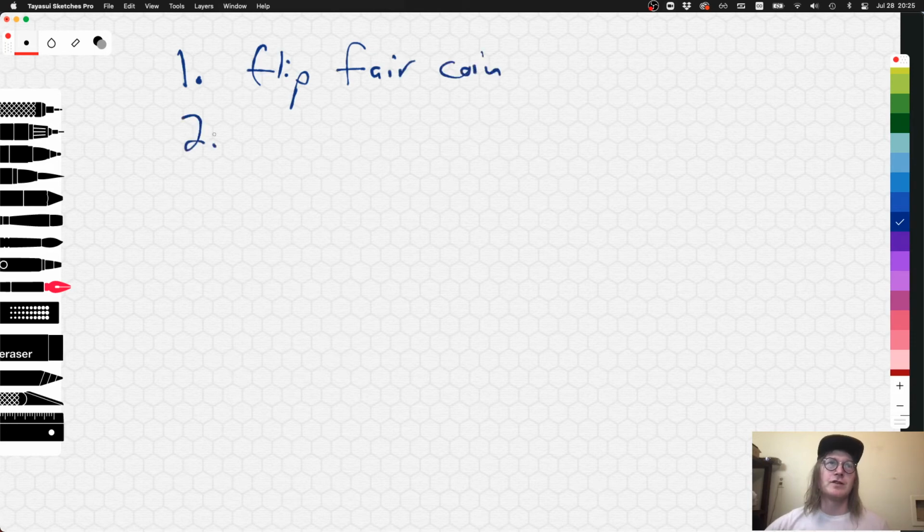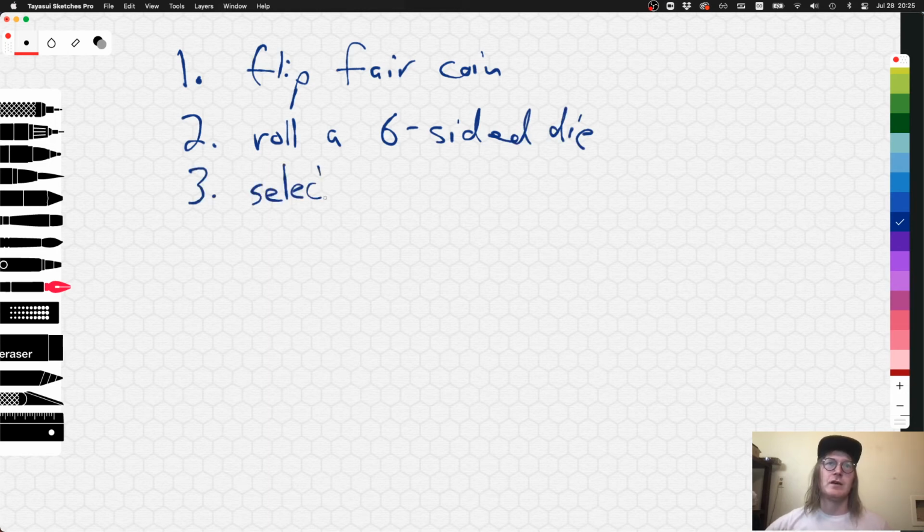The second thing you're going to do is roll a 6-sided die. The third thing you're going to do is select a card from a standard deck, so from 52 cards.